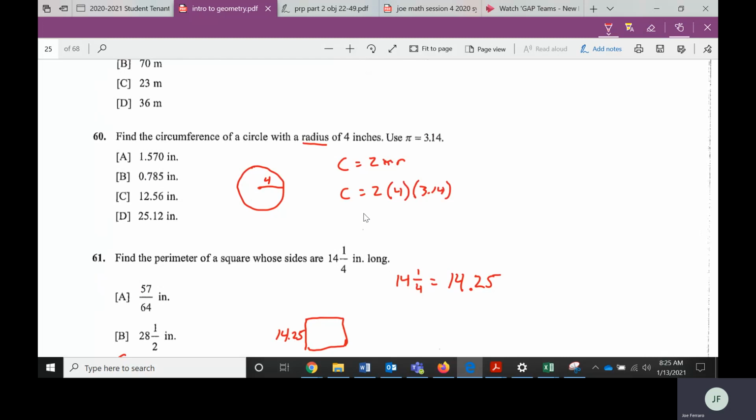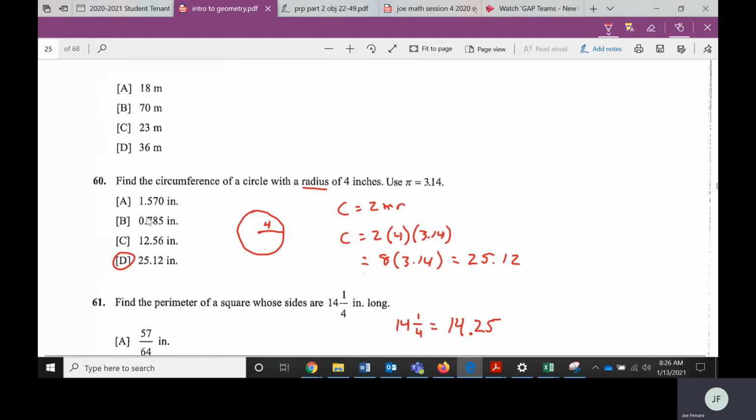Okay, so then you just multiply all these. You don't have to show this step. I multiply 2 times 4 is 8, and then times 3, or whoops, I'm thinking 3 and writing, trying to write a parentheses. 3.14. You multiply, you get 25.12. Now you definitely could just in your calculator hit 2 times 4 and then times this, and you get the 25.12. Okay, so that's number 60.